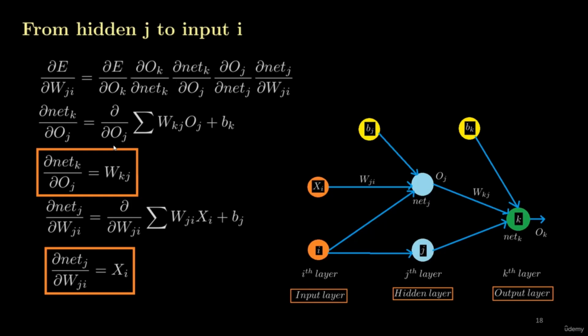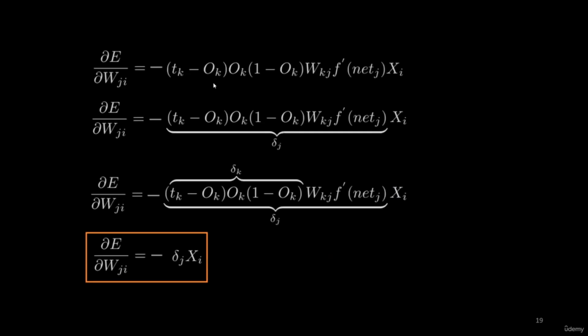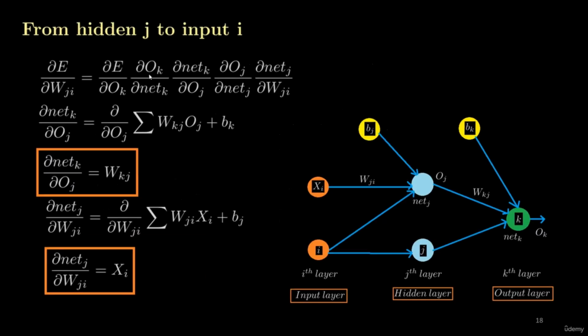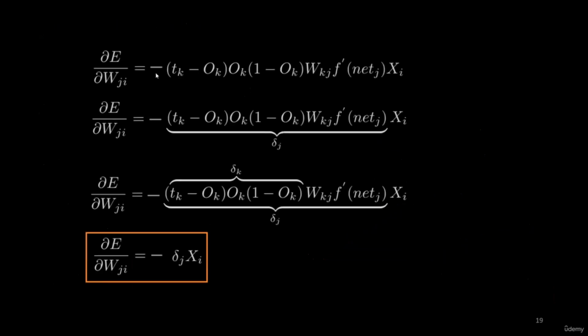Let's see. Now it's time to put all these values, all the 5 values here, so that we can get the value of the rate of change of error with respect to wji. So the first value is dE by dOk, and the second is dOk over d net k. We know that from our previous lecture. So the first value is minus (tk minus ok), and the second value is ok(1 minus ok).